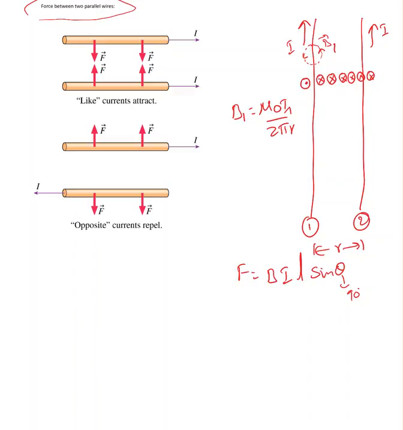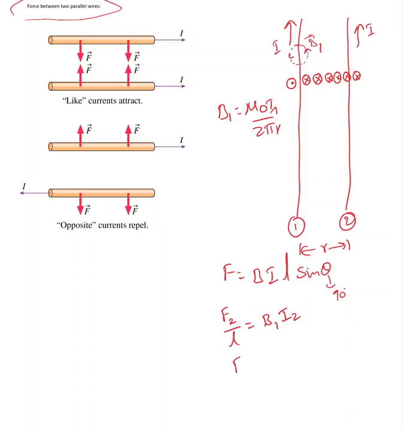Now I'm going to pull that L to the other side. Let me take this as F2, force 2 per unit length, equal to B1 times I2, because of the current flowing in that second conductor. Now I'm going to substitute B1, so F2 over L, force per unit length, equals mu naught I1 I2 over 2 pi r. That's the force on that conductor because of the magnetic field produced by conductor 1.